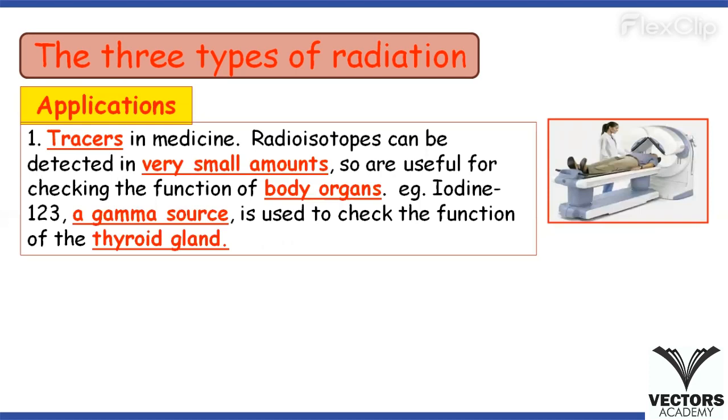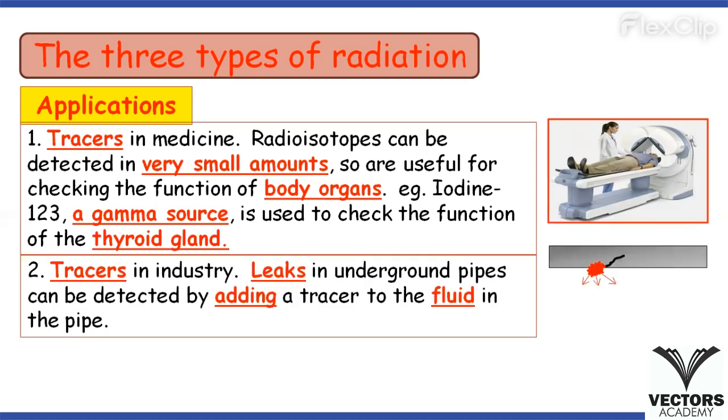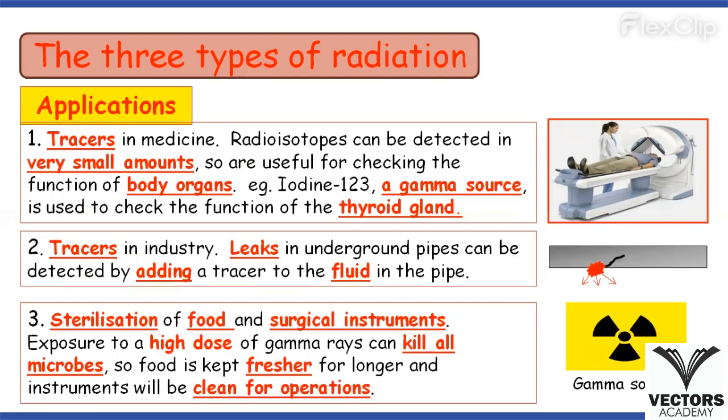The three types of radiation have applications. The first application is tracers in medicine. Then we have tracers in industry. Then we have sterilization of food and surgical instruments. So we use these types of radiation for various tracers and sterilization.